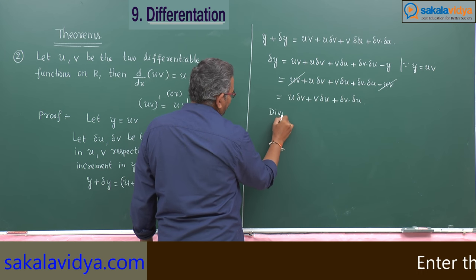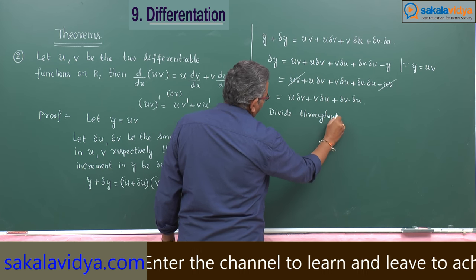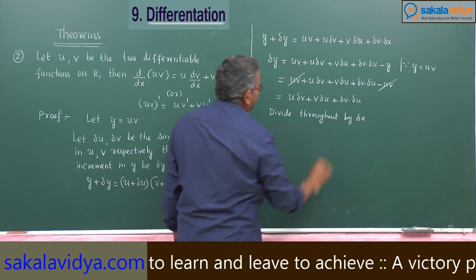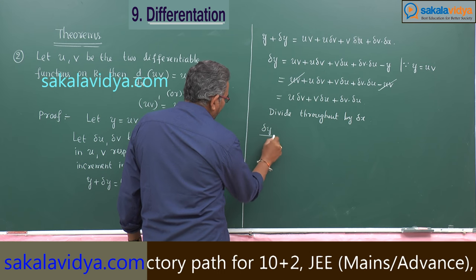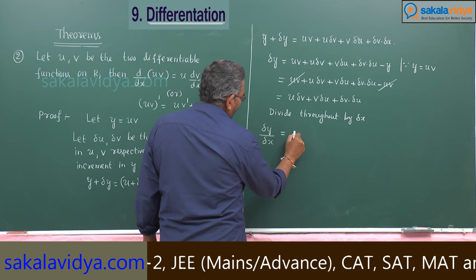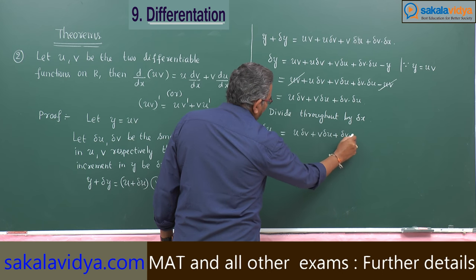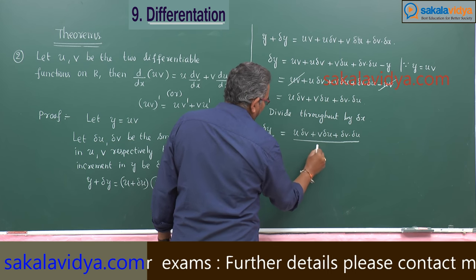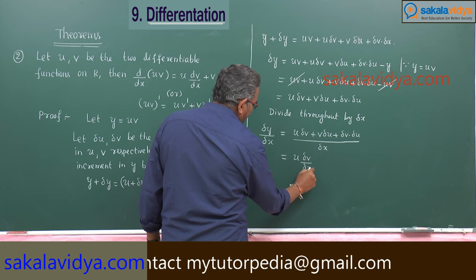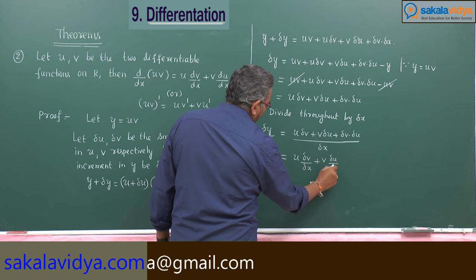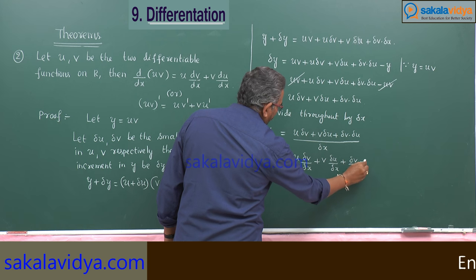Divide throughout by delta x. If you divide throughout by delta x, we get delta y by delta x is equal to u delta v plus v delta u plus delta v delta u by delta x. This can be written u into delta v by delta x plus v delta u by delta x plus delta v by delta x into delta u.